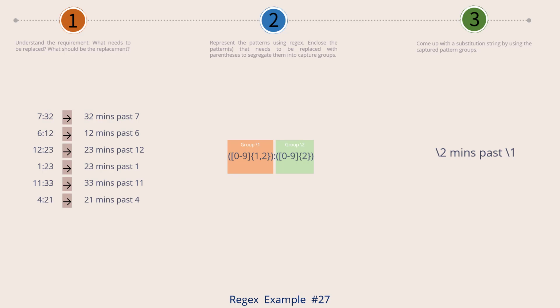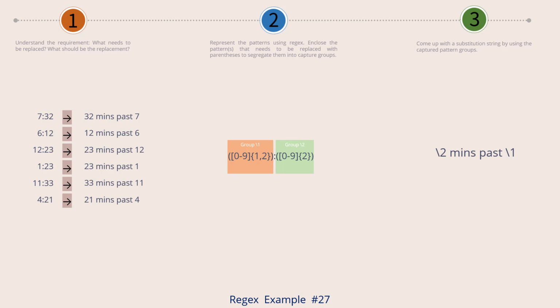So our solution for example number 27 is a set of 2 regex patterns. The first pattern is what we came up with in step 2. The second pattern is our substitution pattern, which we came up with in step 3. Let's try this out now.